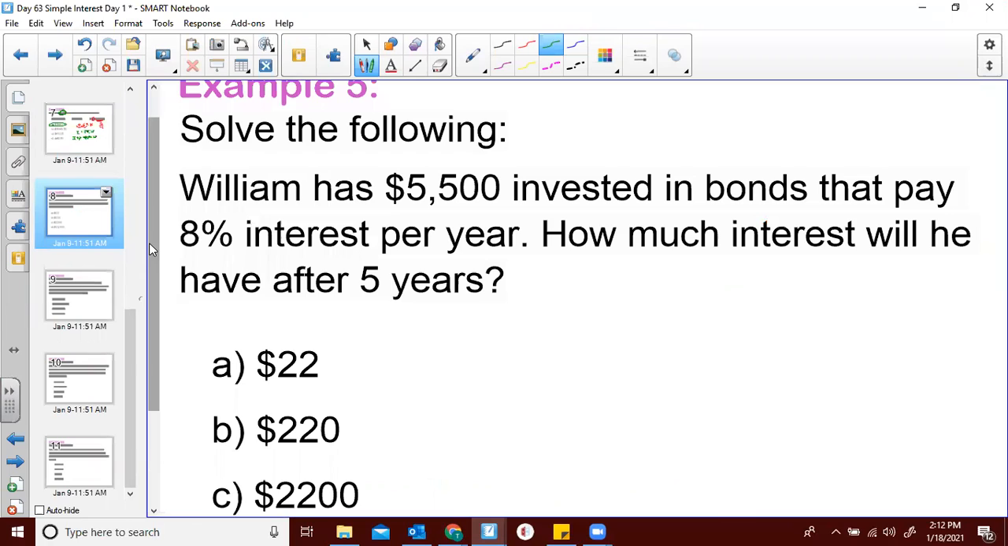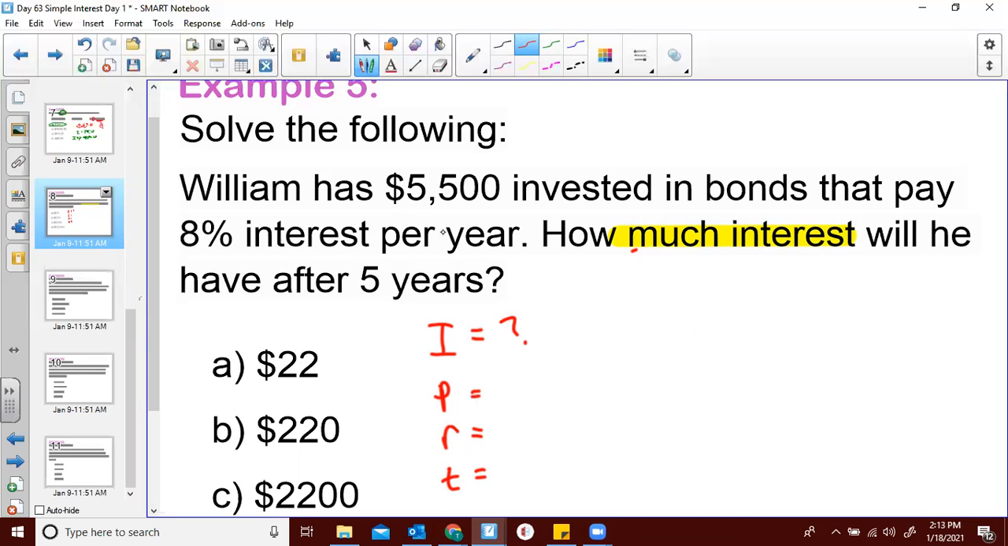All right, so William has $5,500 invested in bonds that pay 8% per year. How much interest will he have after 5 years? How much interest, right? So we're just looking for interest. Let's go ahead and write out our I, P, R, and T. Let's figure out what all of these things equal. Well, we don't know what interest equals, so we're looking for that.